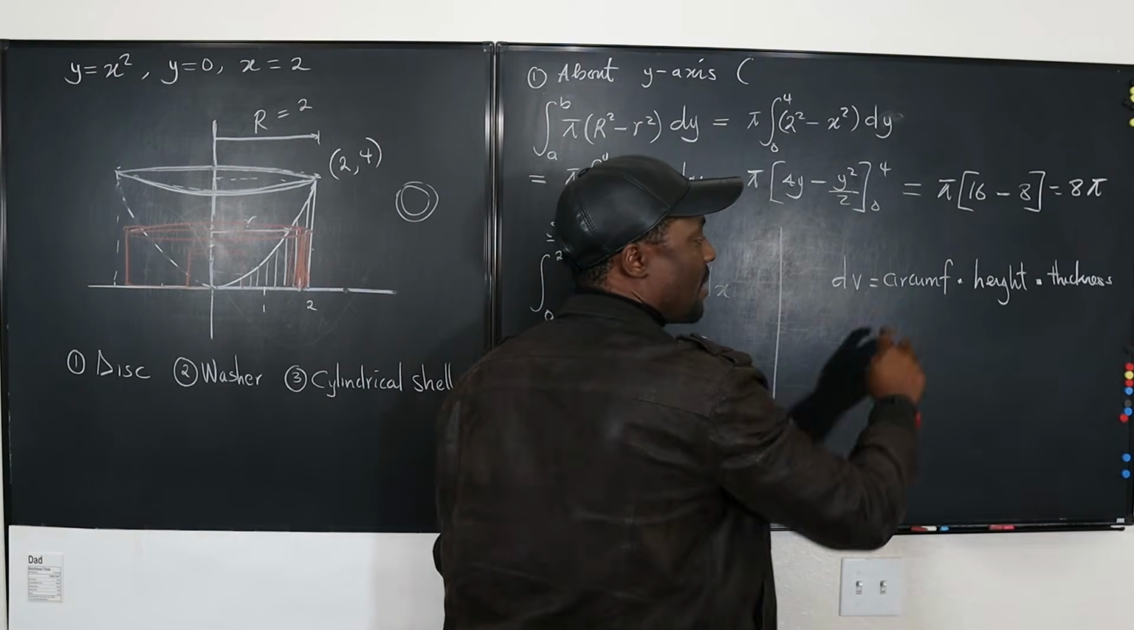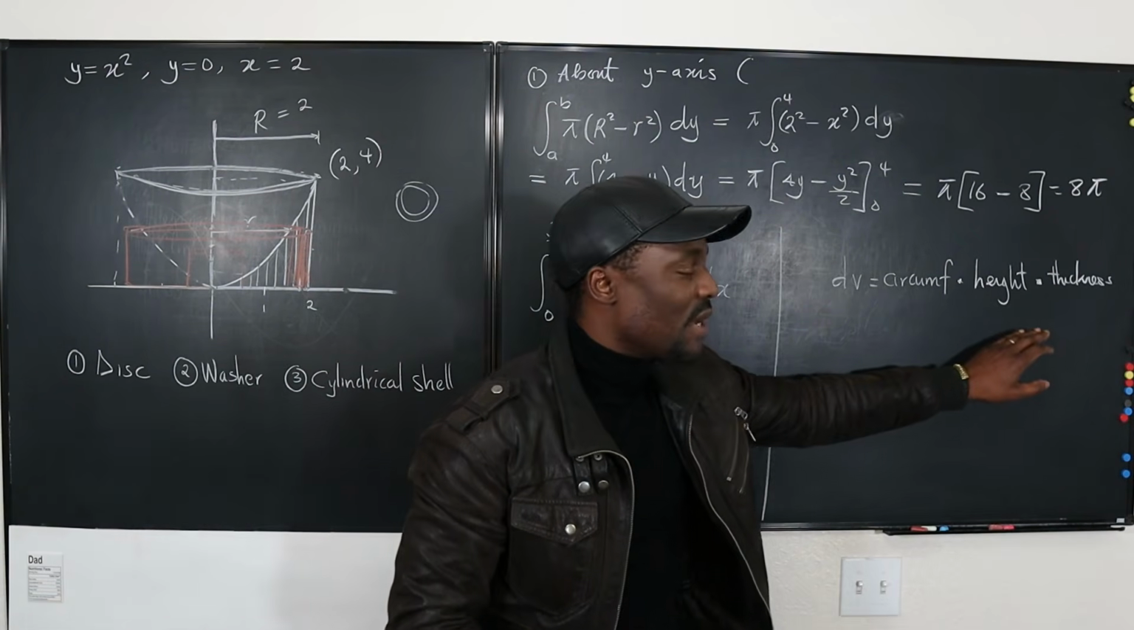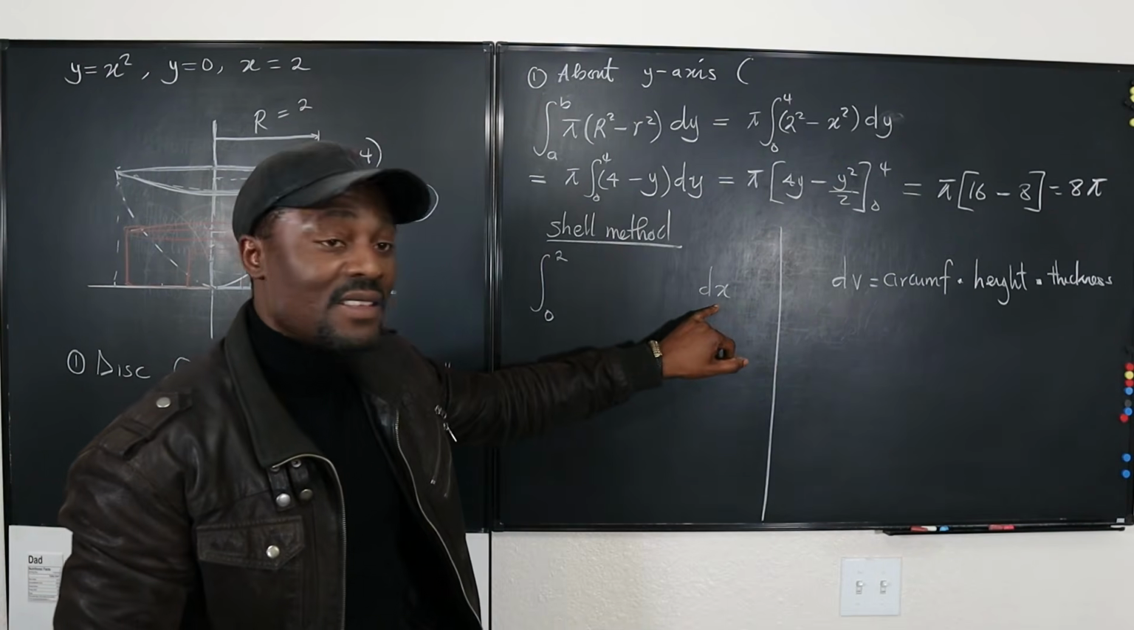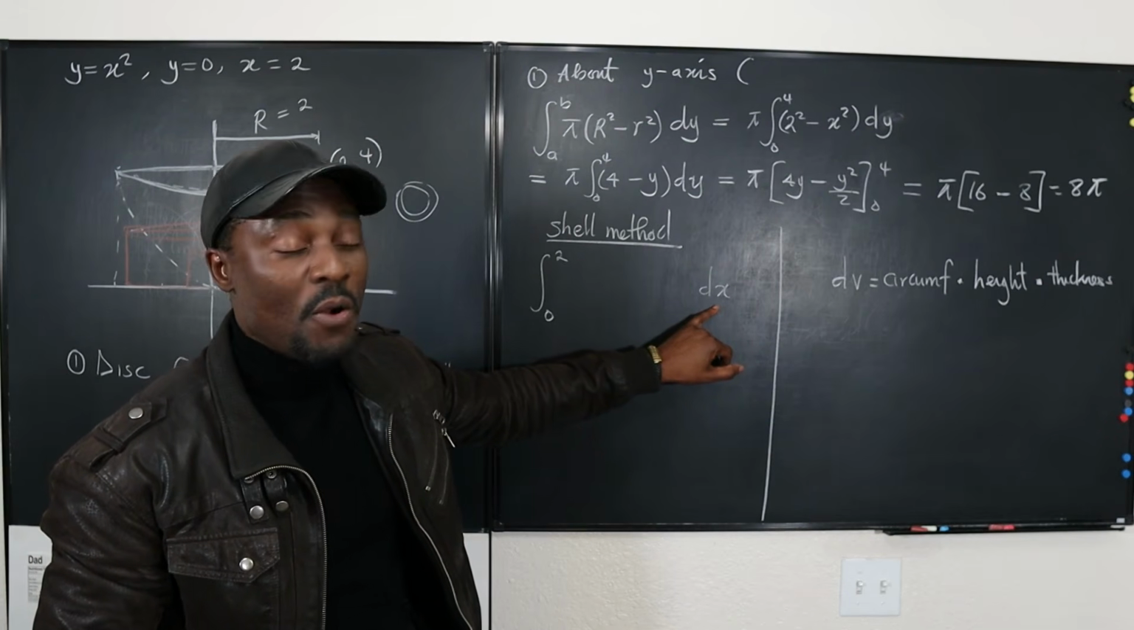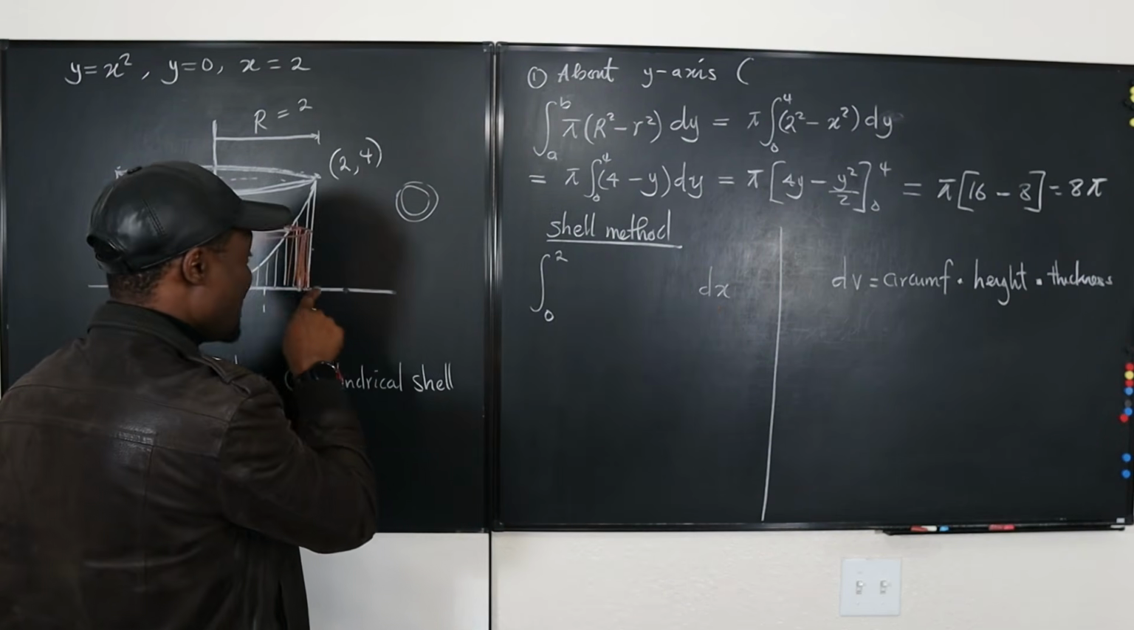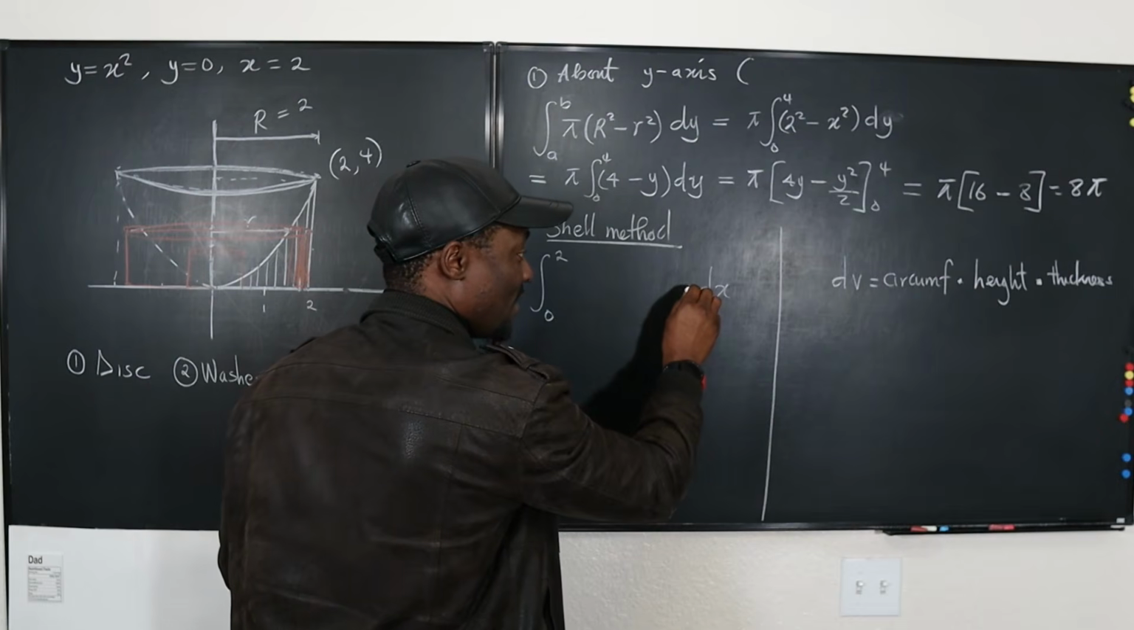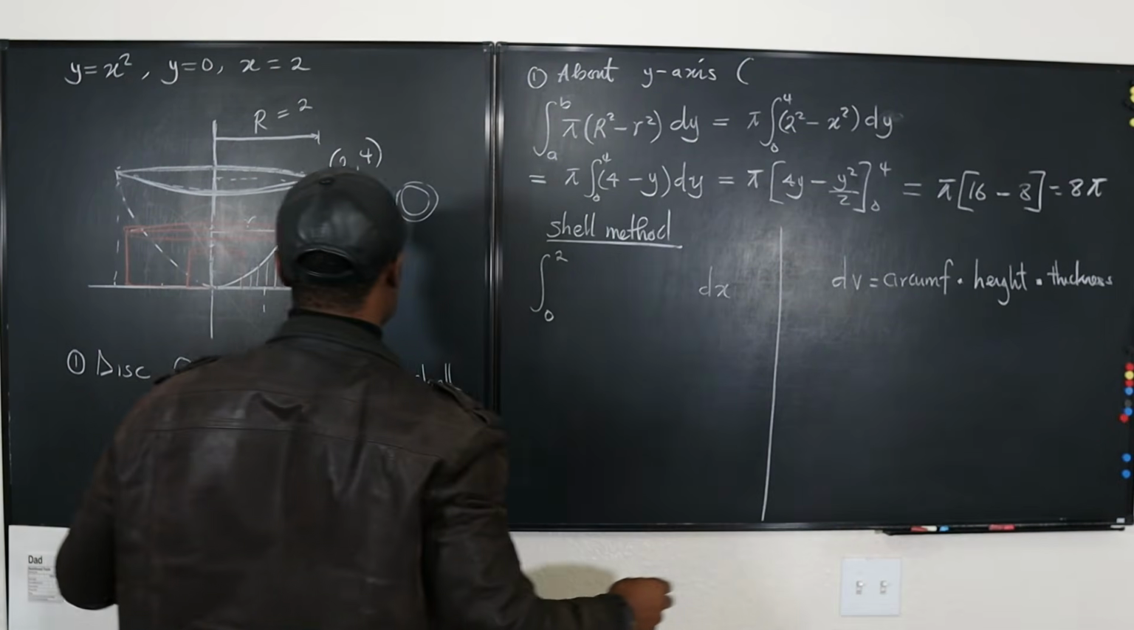So what is the circumference of this? What is the height? What is the thickness? We already identified the thickness. That's dx. So thickness is dx. I started with that, so that's done. What is the height of the cylinder?